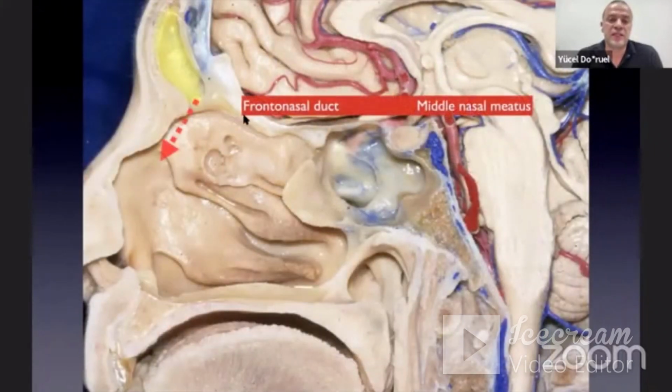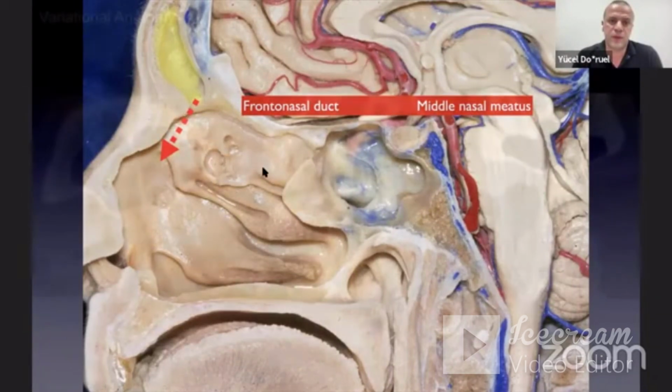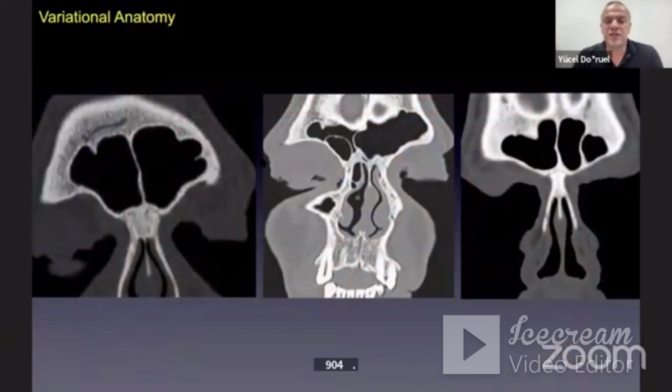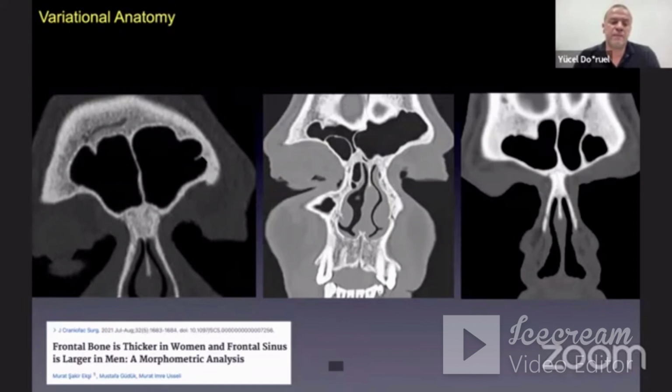The frontal sinus drains to the middle nasal meatus by the frontonasal duct. It has very variable anatomy among individuals, and this is important for us, especially when we are preparing for transcranial surgeries. Also, some research has found that the frontal sinus is usually larger in male patients.